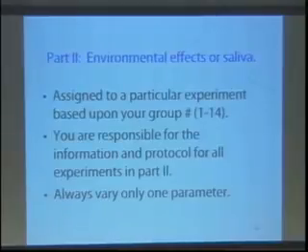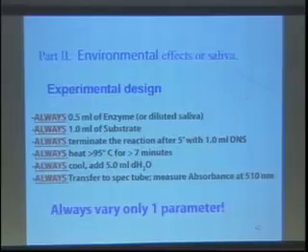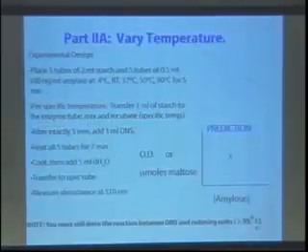Okay, so for part 2, the environmental effects on saliva. So we're varying various things. If you're group 1, 2, 3, or 4, you do one experiment, 5, 6, 7, another, okay? So it tells you in the lab which ones you'll do. But again, the same is always true. Always 0.5 ml of enzyme or diluted saliva. Always 1 ml of substrate. Always terminate the reaction after 5 minutes. Always heat. Always cool. Always measure, okay? So this is where the most common mistake is made in lab.